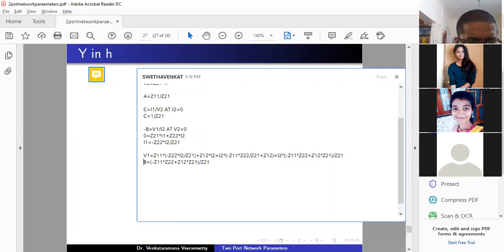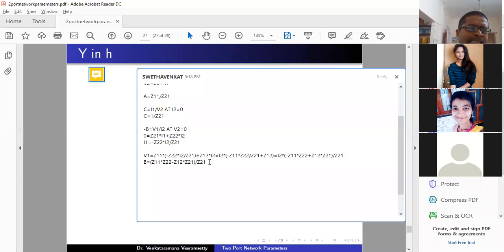So B will be, this will become plus and this will become minus. So B equals (Z11 into Z22 minus Z12 into Z21) divided by Z21. This is how we calculate the B in terms of the Z parameters. Similarly, A, C, and B.